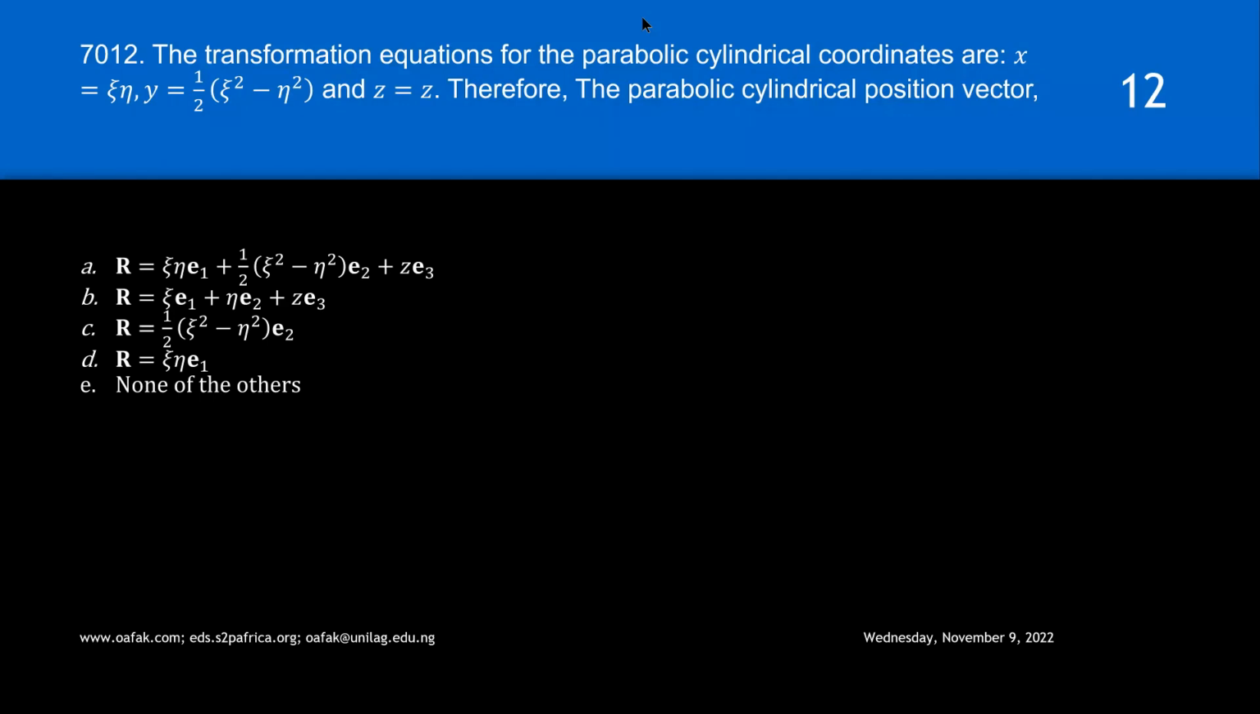Good. Samuel Oketola understands that you go back. If you have the Cartesian transformation, then you express it in Cartesian. And when you express it in Cartesian, you can see that since x is xi eta, and y is half of xi squared minus eta squared, and z is z, that is x e1 plus y e2 plus z e3. Simple. So simple.